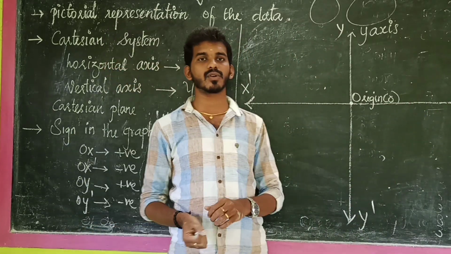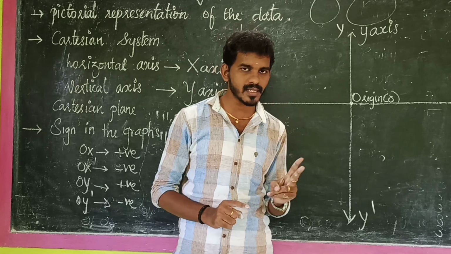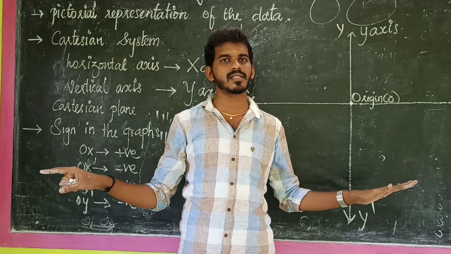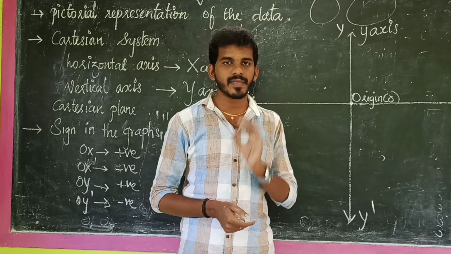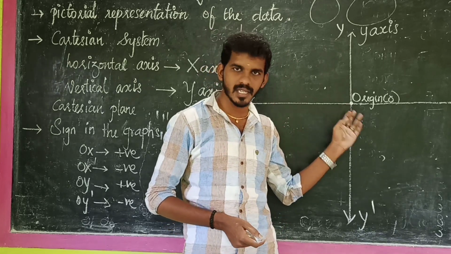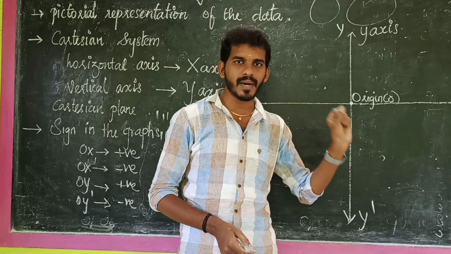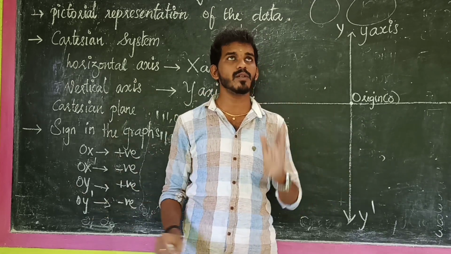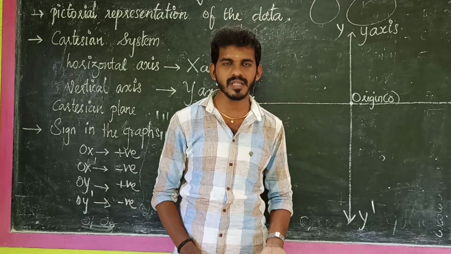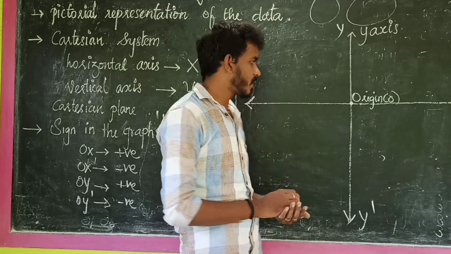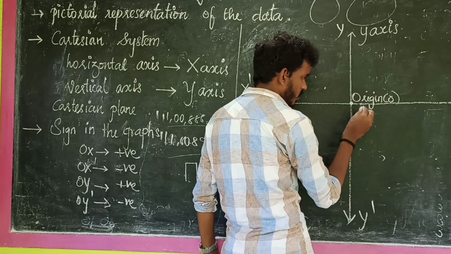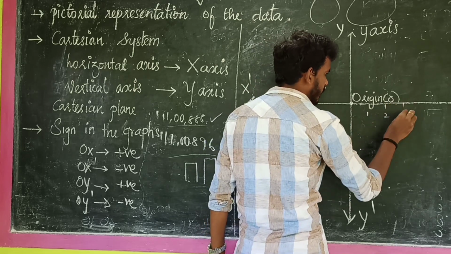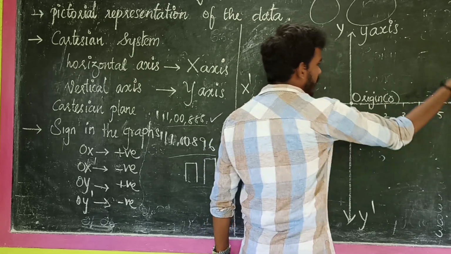So what have we seen so far? In this graph sheet we have two axes. The horizontal axis is known as the x axis, the vertical axis is known as the y axis, and the middle point is known as the origin. So x means positive side, x dash means negative side, y means positive side, y dash means negative side. That's all. Now we can represent the numbers like this: 0, 1, 2, 3, 4, 5, like this.